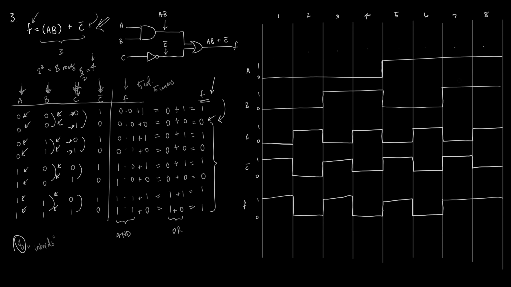Another option that you could do as well is instead of just jumping straight to F, you could also plot waveforms for AB, and we've already plotted it for not C, but you could plot a waveform for AB as well, and that'll make it easier to take a look at the AB waveform and the not C waveform and simply perform an OR operation on those two. So it just depends how thorough you want to be in the diagram.